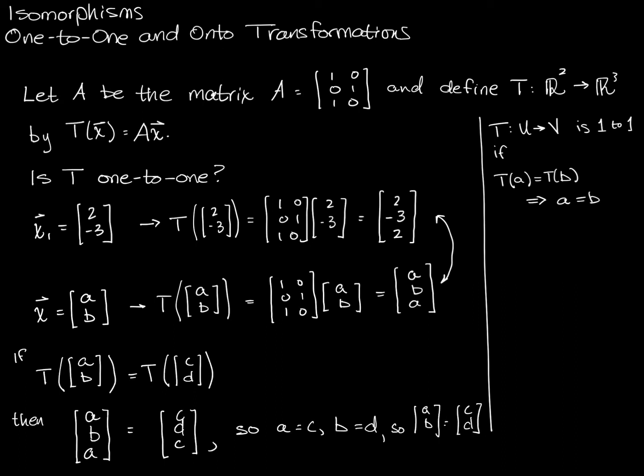So what I've said here is that if my two outputs are the same, then they look like this, so my inputs must also be equal. So this is the formal way to show that a transformation is 1 to 1. Now we need to look at what it means for a transformation to be onto. So I'll do that on the next screen.